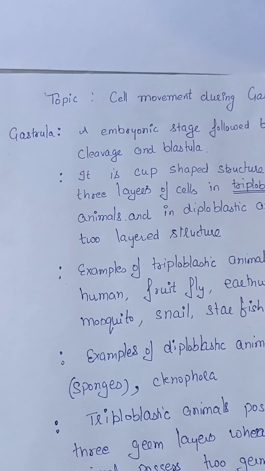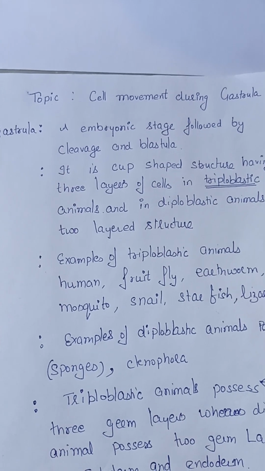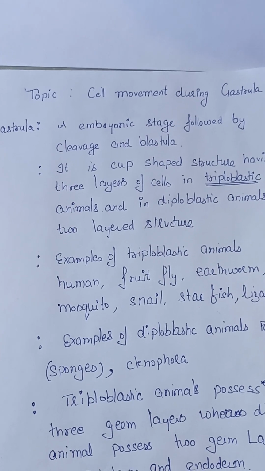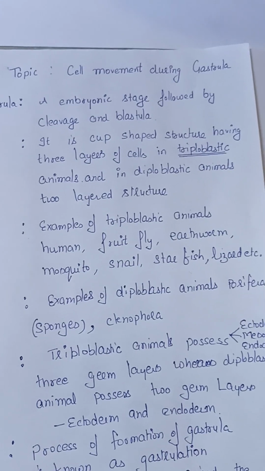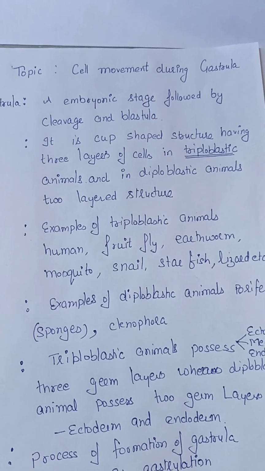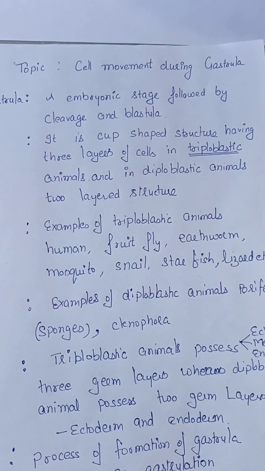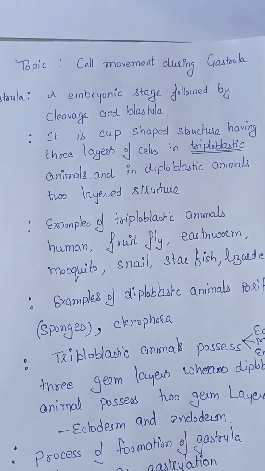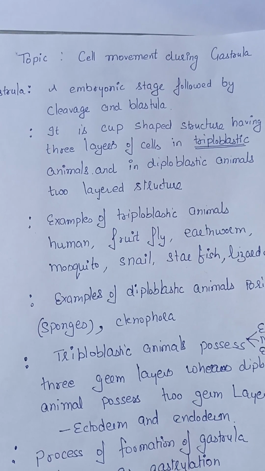So what is actually the gastrula? It is an embryonic stage which is formed after cleavage and the blastula. The gastrula is a cup-shaped structure. It usually has three layers of cells in triploblastic animals, whereas in diploblastic animals it usually comprises two layers of cells.